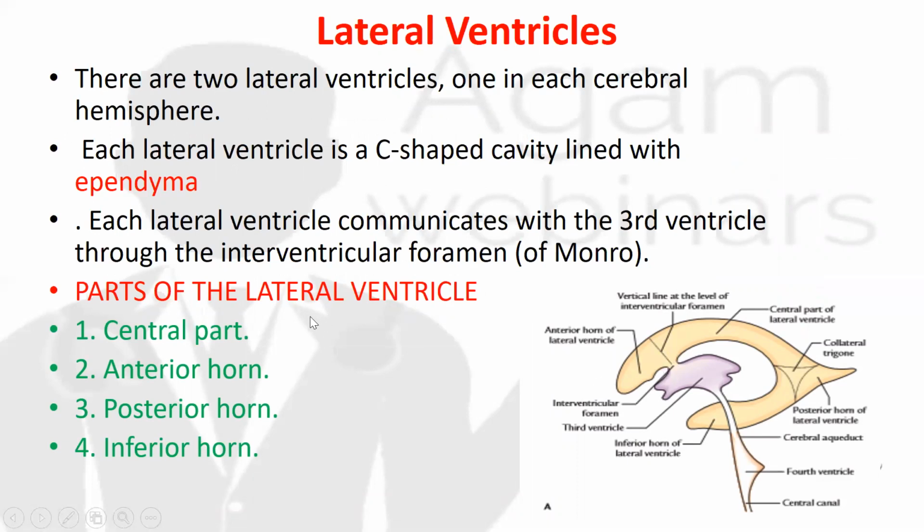So we'll come to the parts of the lateral ventricle. See, this one is the anterior horn of lateral ventricle, located anteriorly. This one is the central part or body of the lateral ventricle. This one is the posterior horn, and this one is the inferior horn of lateral ventricle. So we have four parts in the lateral ventricle: anterior horn, central part or body, posterior horn, and inferior horn. See, the inferior horn is the largest one. This one is the collateral trigone. We will discuss it in the following slide.